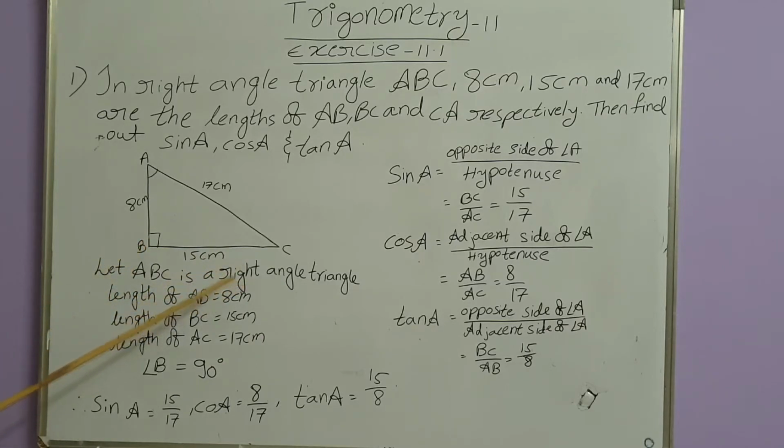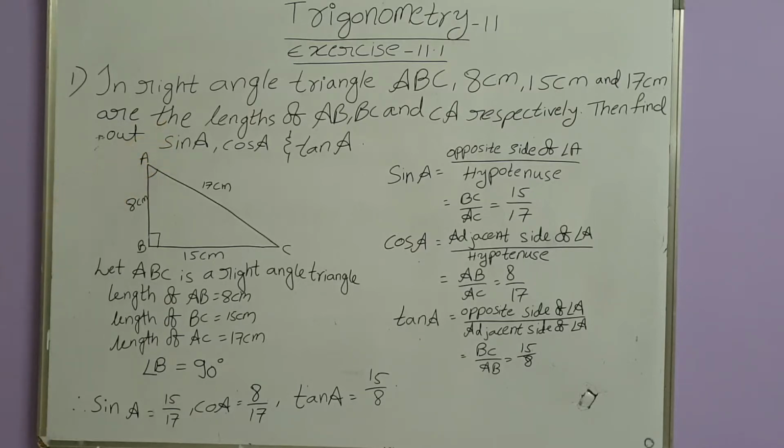Right angle triangle means 90 degrees. Here, at the B position, there is 90 degrees. The given lengths: AB is 8 centimeters, BC is 15 centimeters and CA is 17 centimeters respectively. Find sin A at this angle A position.